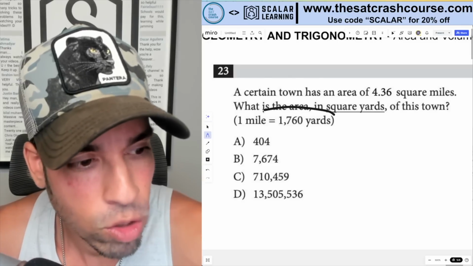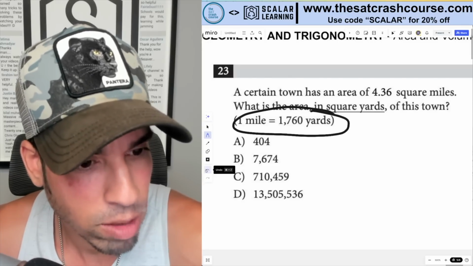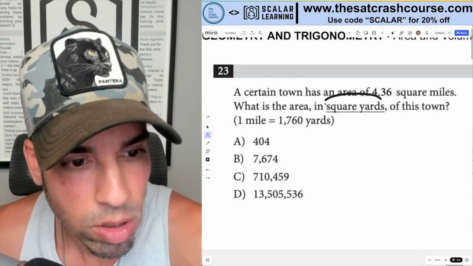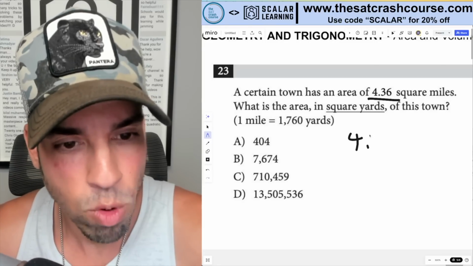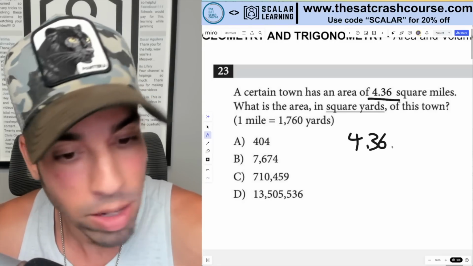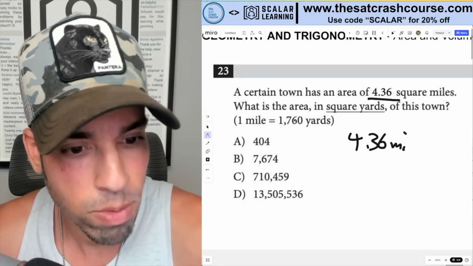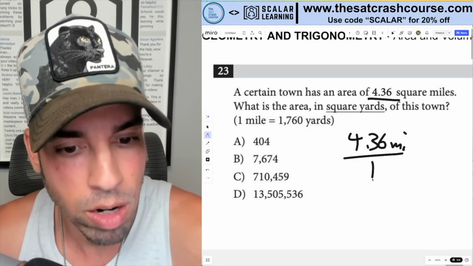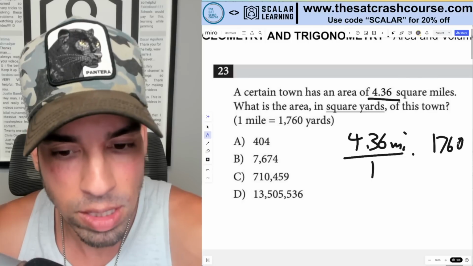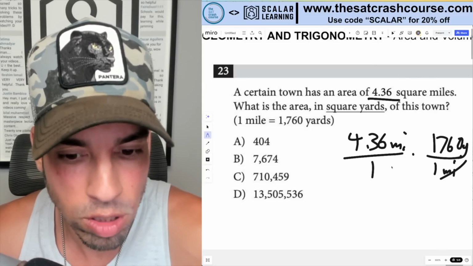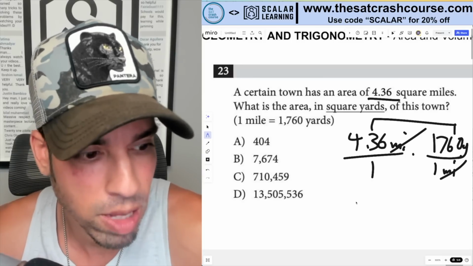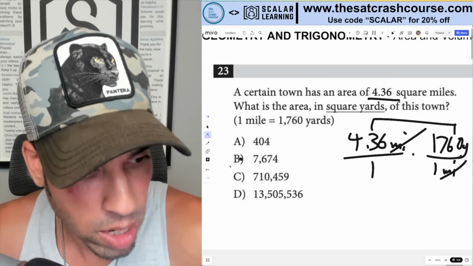So they're giving you an equivalency in length, but then they're asking about area. Where a lot of people make a mistake is they say, oh, well, it's 4.36 square miles, right? And so to convert from miles to yards, I multiply by 1760 yards, because that's equivalent to 1 mile. We do our typical conversion, cancel out, multiply, and I think this multiplication would end up with B.